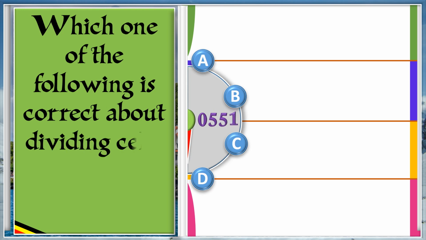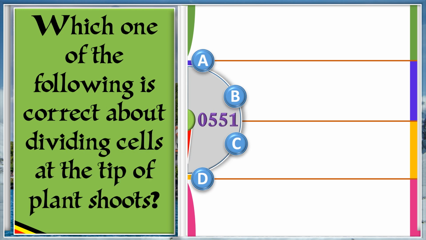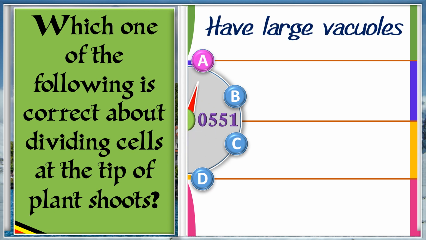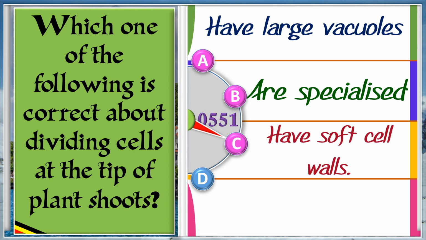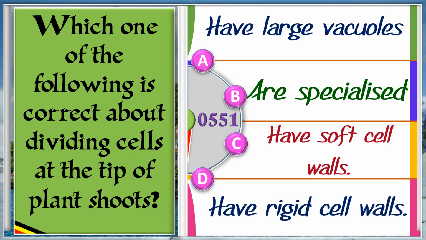Which one of the following is correct about dividing cells at the tip of the plant shoots? A. Have large vacuoles. B. Are specialized. C. Have soft cell walls. D. Have rigid cell walls. And the answer is C. Have soft cell walls.